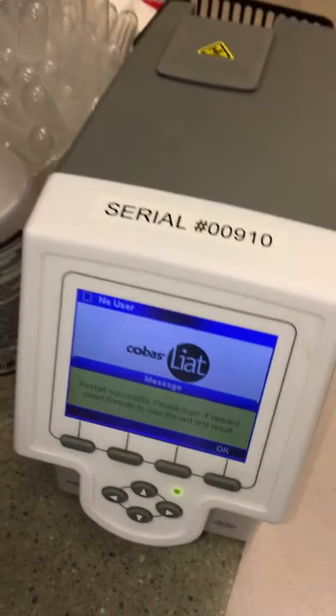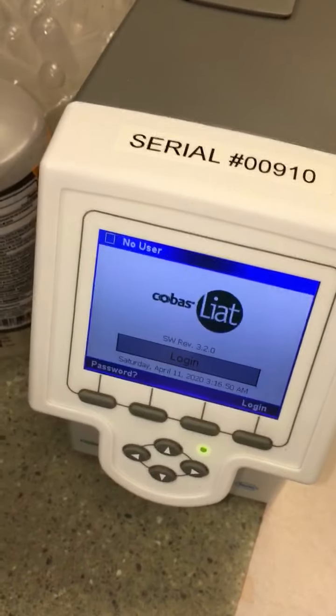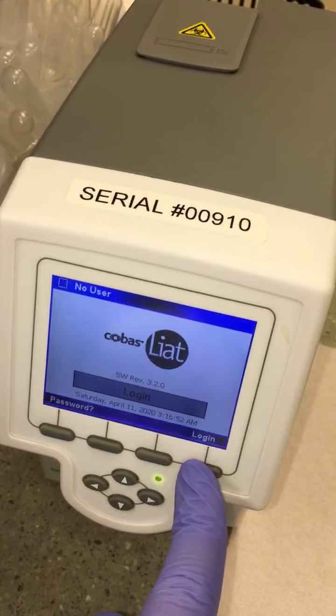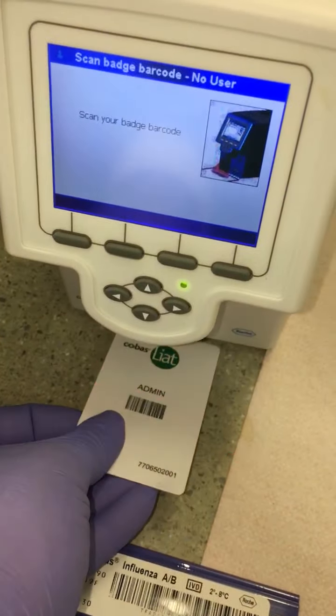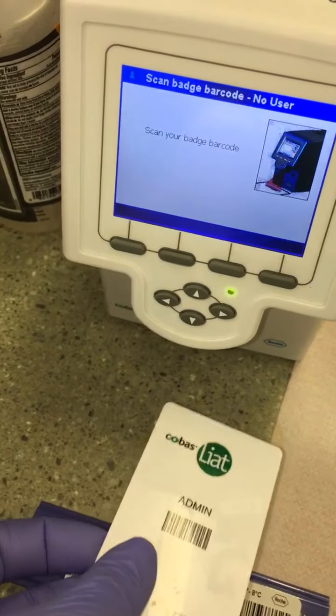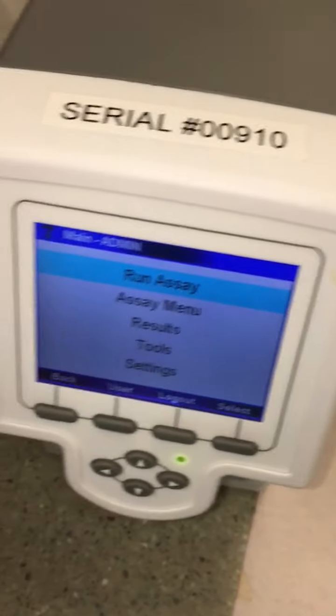Now we're going to go ahead and press OK on this to get it into go mode, and then it usually has you log in. And we log in here utilizing these cards, which are provided by Liat. We scan the barcode in, and then it comes to our main screen.